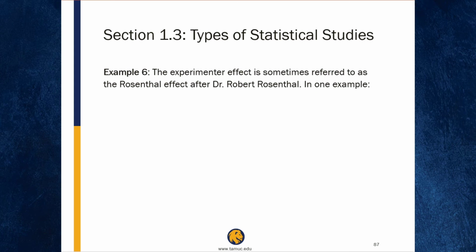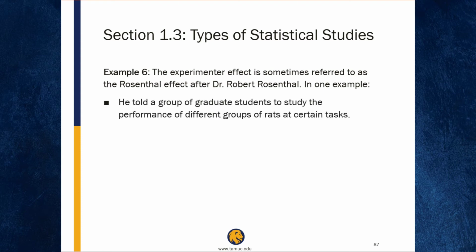And so there's an experimenter effect, sometimes referred to as the Rosenthal effect after Dr. Robert Rosenthal. He came up with a situation to highlight this. In one example, he told a group of graduate students to study the performance of different groups of rats at certain tasks.